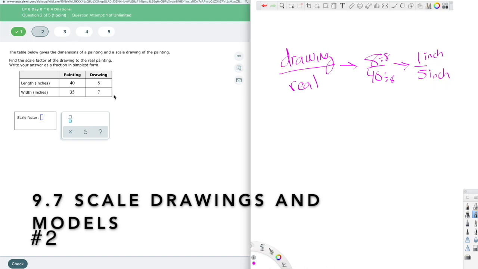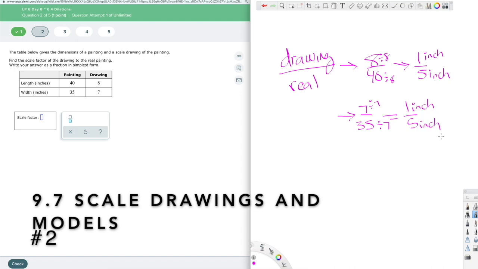So let's make sure that it's the same way for the width. So we have the drawing was 7 and the painting was 35. So both of these we want to reduce. Can divide by 7. So we get 1/5. So they do match. Perfect. That's what we wanted them to do. So that's definitely the way that works. Every inch on the drawing is actually 5 inches in real life.